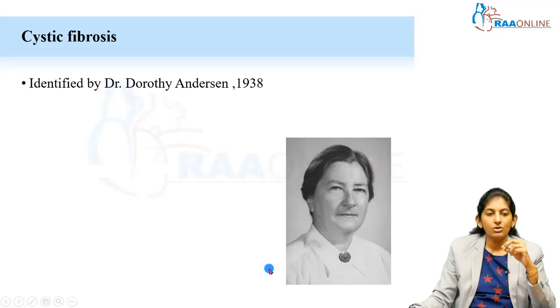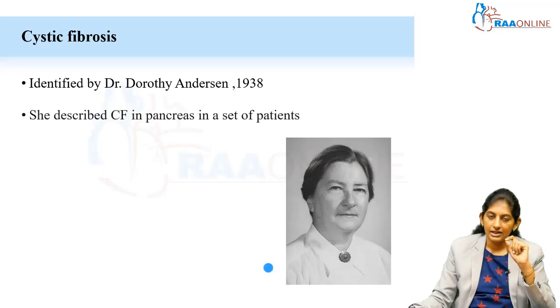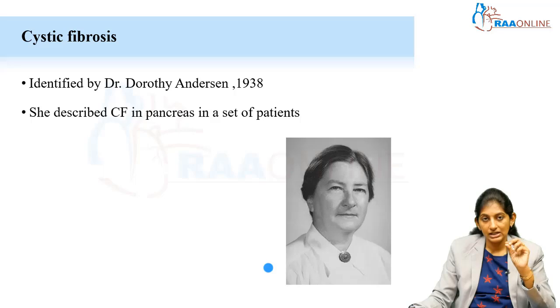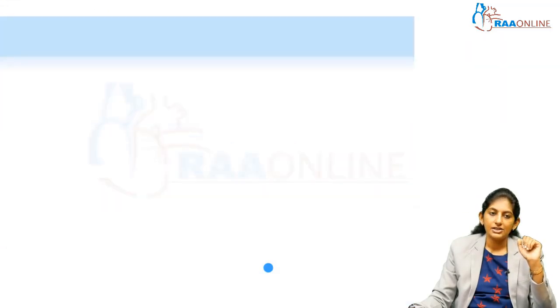Physician Dr. Dorothy Anderson was the first to discover cystic fibrosis, and she described it in the year 1938. She described cystic fibrosis among a set of patients which involved pancreatic ductal function. Okay, initially it was described in the pancreas. So she discovered it way back in the year 1938.